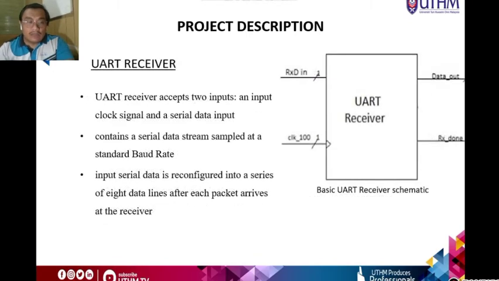UART receiver. The UART receiver accepts two inputs, an input clock signal and a serial data input that contains a serial data stream sampled on a standard baud rate. After each packet arrives at the receiver, the input serial data is reconfigured into a series of 8 data lines.